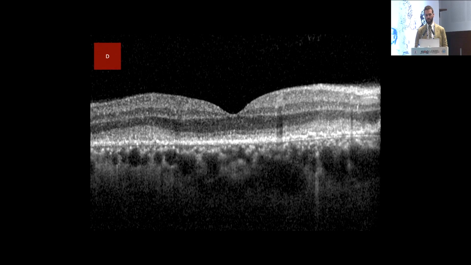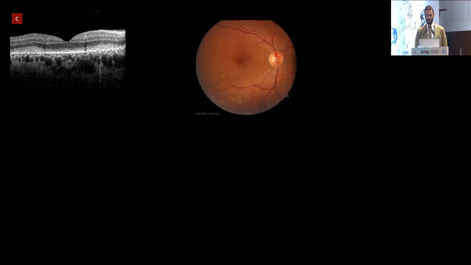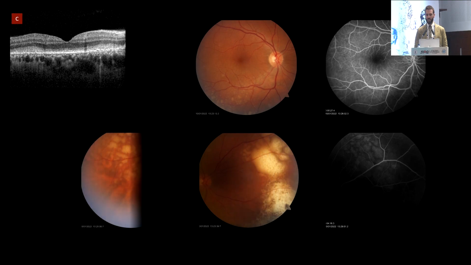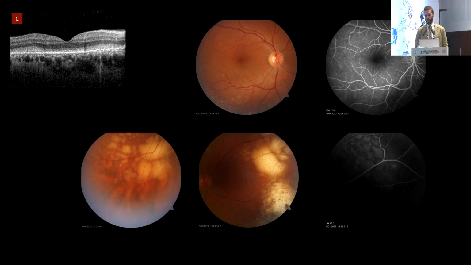What about this one? This one looks quite different. You have your RPE, which is bumpy. You have hyperreflective material, which is obscuring the photoreceptors. This patient, you can see straight away in the periphery the classical appearance of a primary vitreoretinal lymphoma with all these lesions shifting. This OCT appearance can be quite typical of a lymphoma.